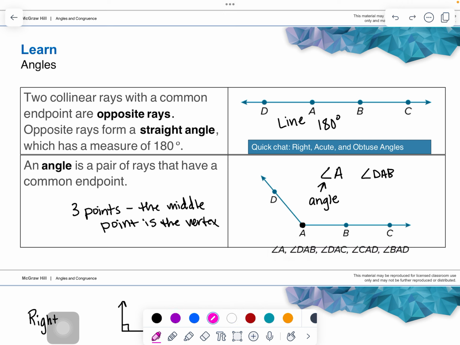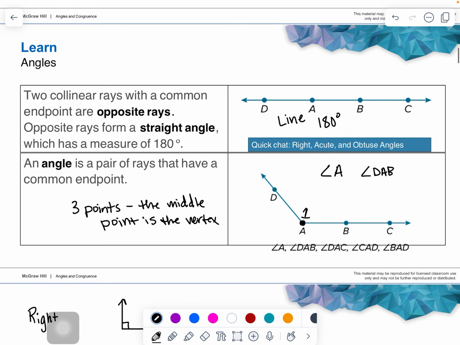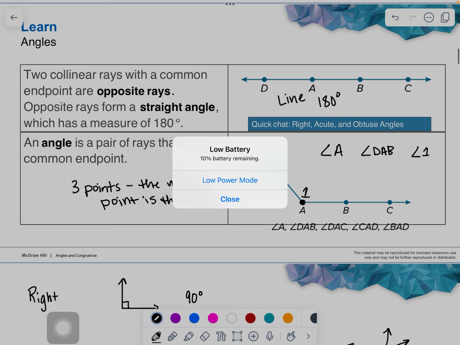Now there's one other way to name an angle that's not listed so far, and that is we could number it. We could put a number right here, like the number 1, and then we could just call it angle 1. We see that sometimes too.